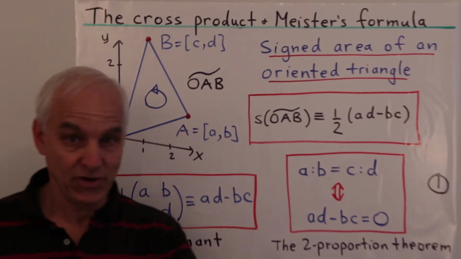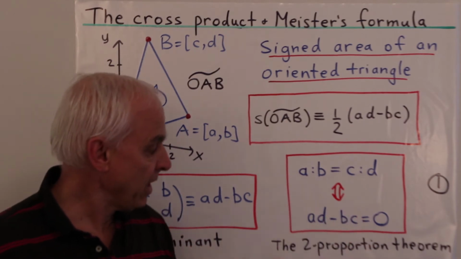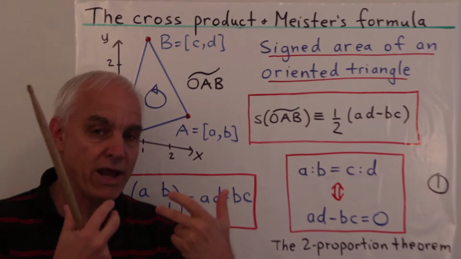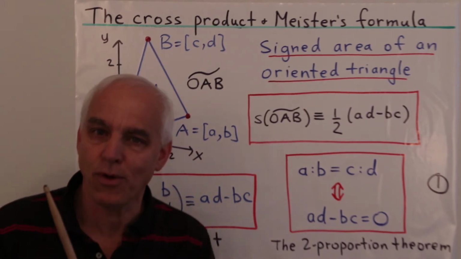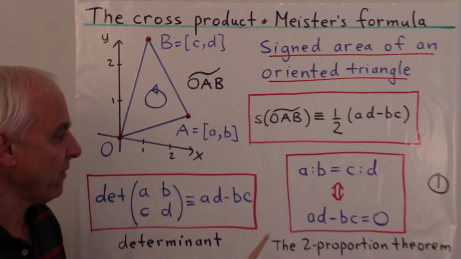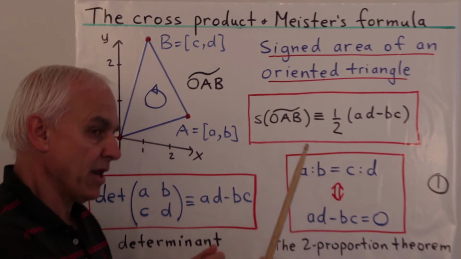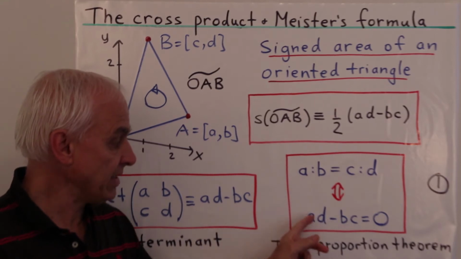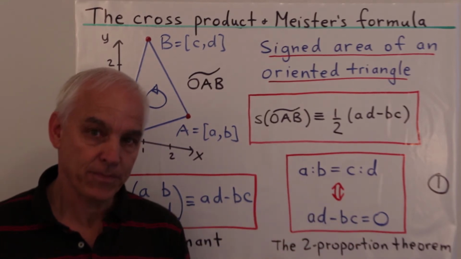We've also seen this notion in the context of the two-proportion theorem, when we were talking about when two proportions were equal. I remind you that if you have a proportion A to B and another proportion C to D, then they are equal precisely when AD minus BC equals 0.